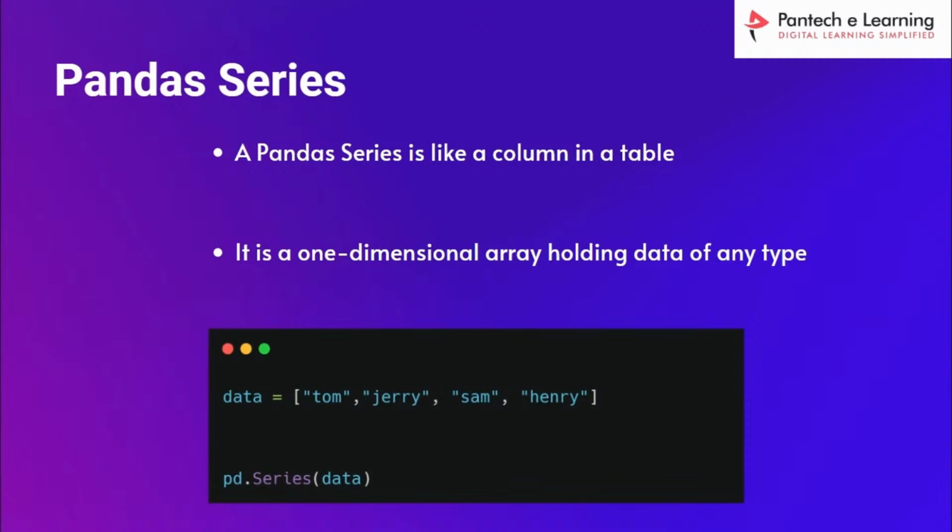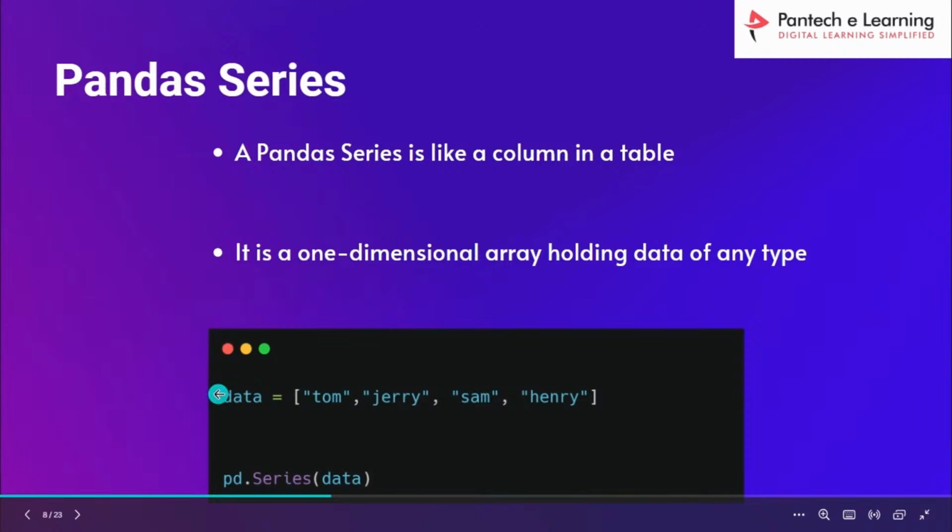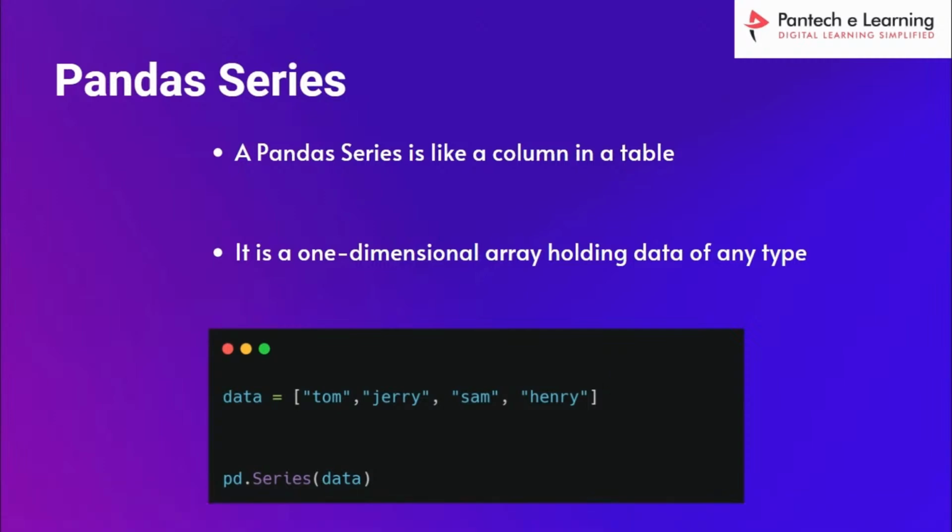For example, I have a Python list here. I can convert it into a Series with the help of pd.Series, and this S should be in capital. You can pass this data inside, which is going to convert it into a Pandas Series, and you can check that too. So we'll try hands-on. We'll create a list, transform it into a Pandas Series, and check whether it is a Series.